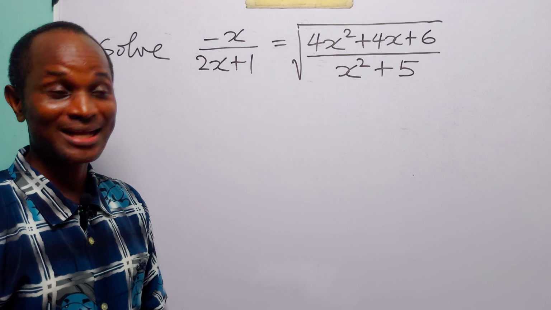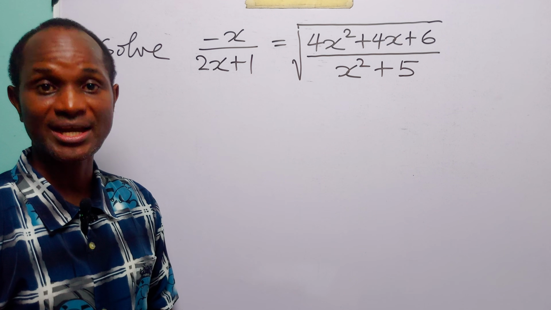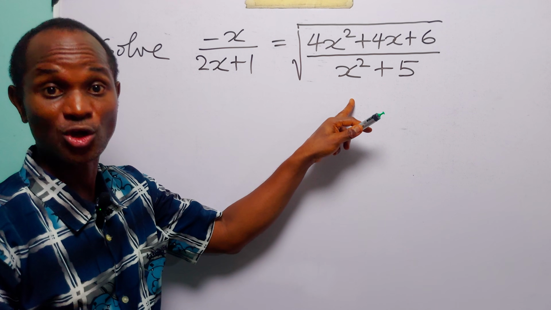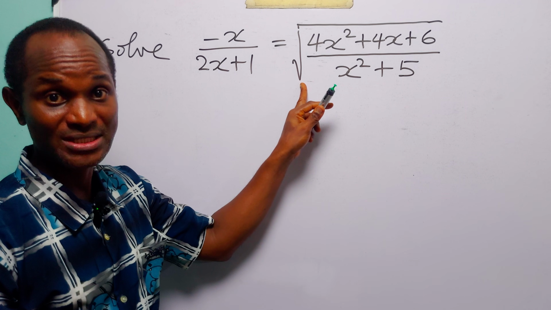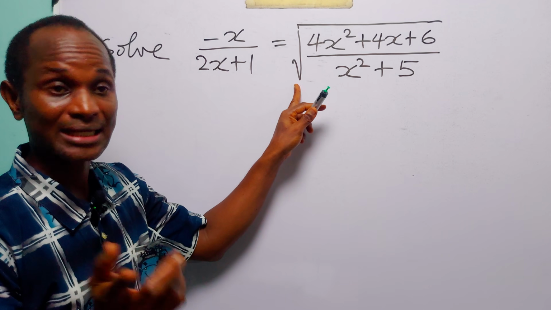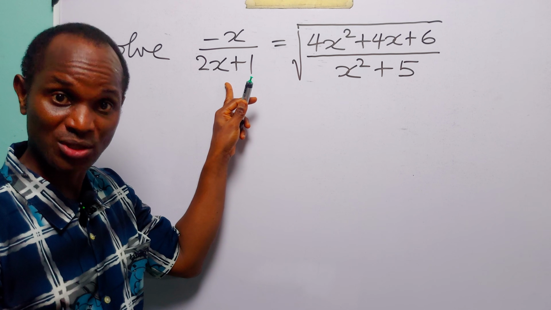Hello and welcome. There's a very simple way of solving this radical equation for real values of x. The first step is to square both sides of the equation to get rid of this square root on the right hand side. But before we start solving, you know that this square root must always be positive. That means that this function on the left hand side must always be positive.